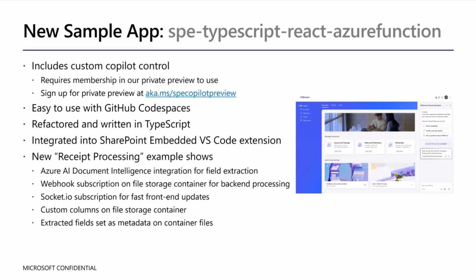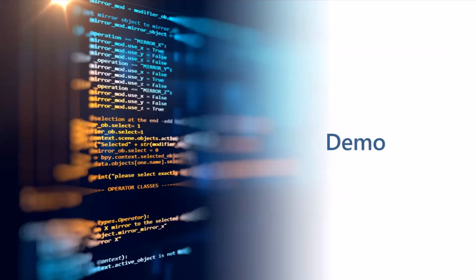It uses webhooks, both a webhook subscription and a Socket.io subscription, for backend processing and fast front-end updates. And then it takes advantage of metadata support. So you can have custom columns on file storage containers within SharePoint Embedded. It takes those extracted fields from the receipts and sets them as fields on those files in there. So that's a lot of stuff. I'm going to give you a quick tour of it. So we're going to get into the demo here.